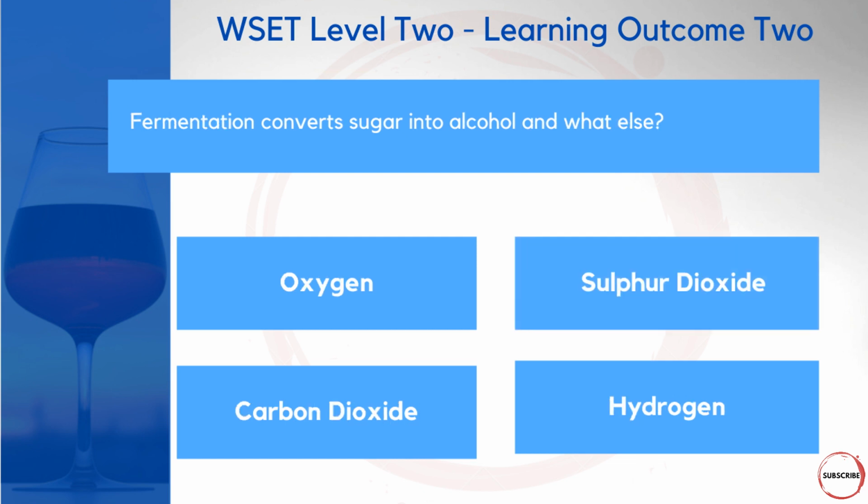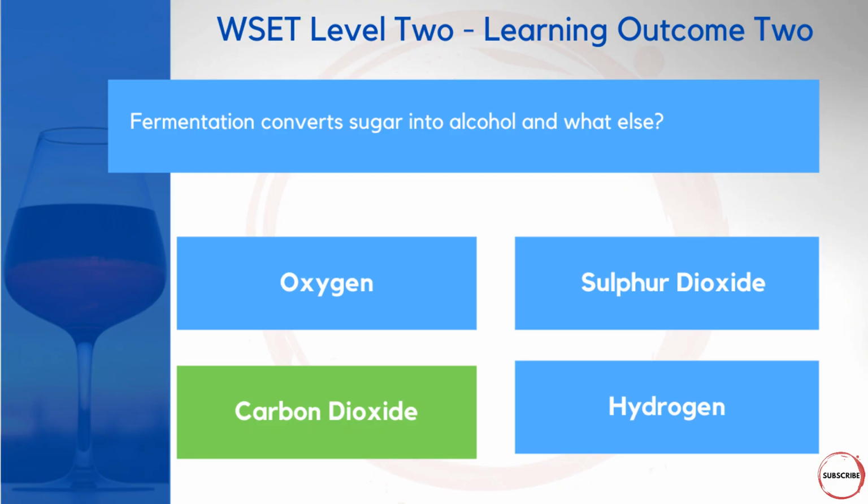But there's also the question here: fermentation converts sugar into alcohol and what else? Is it oxygen, sulfur dioxide, carbon dioxide, or hydrogen? And again, you'll learn that the fermentation process is getting those yeasts to convert the sugars into alcohol and into carbon dioxide. So with that rather simple assessment criteria covered off, let's move on to assessment criteria number 2.